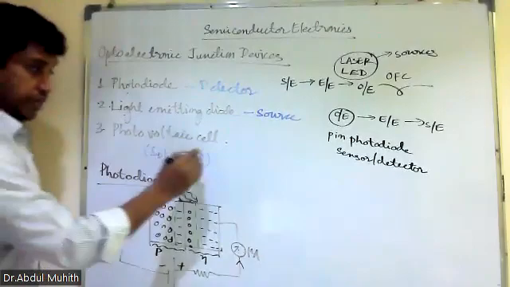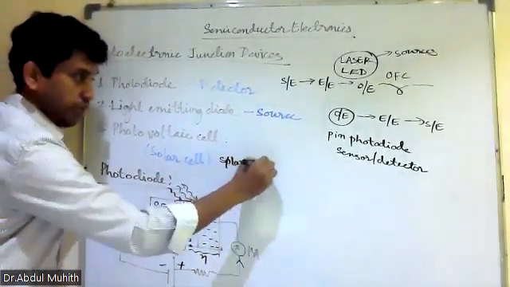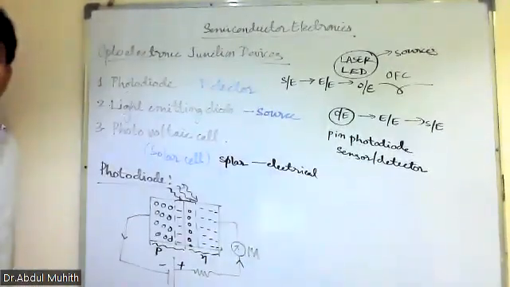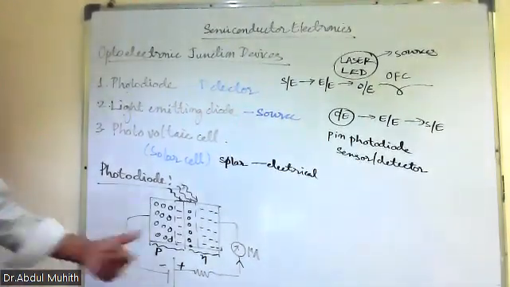And a solar cell is converting solar energy, light energy, into electrical energy. Is that clear? Solar energy to electrical energy. It's clear? Sure. So now, this is the way it is converted.